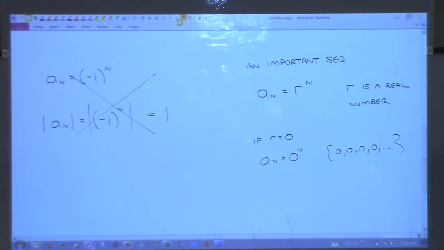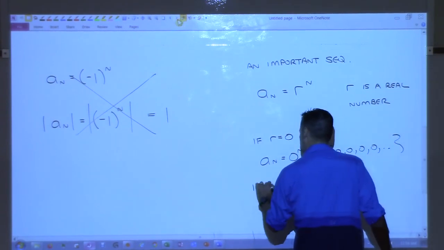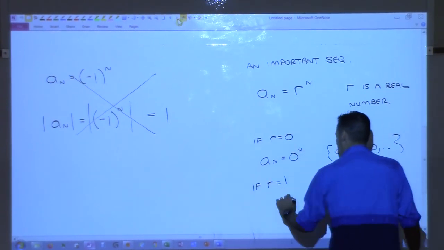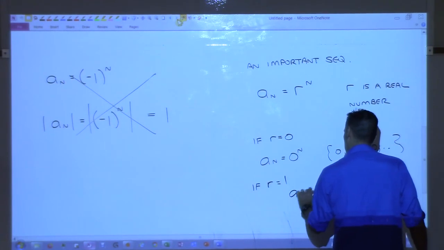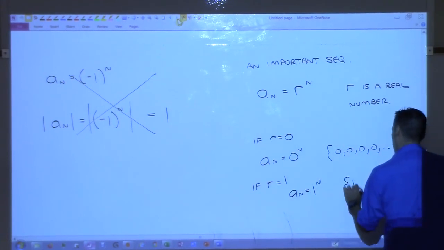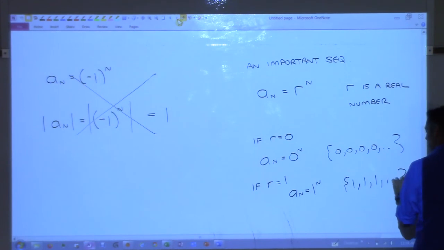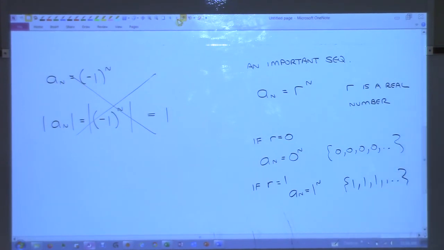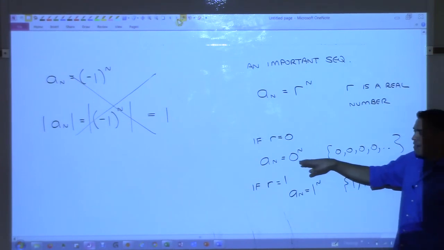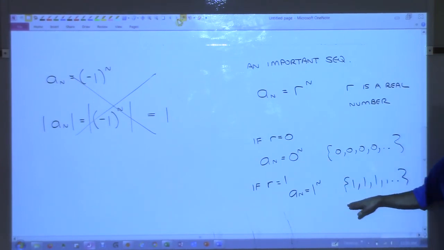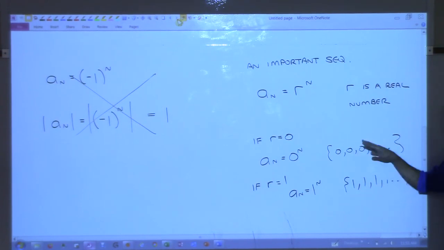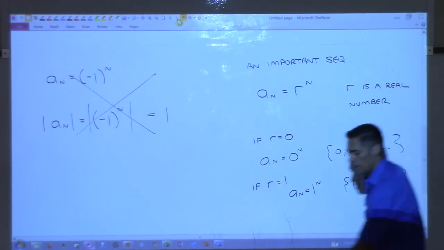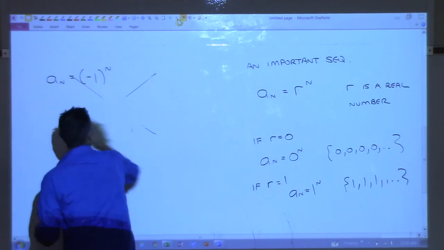What's another obvious one? If r is 1, then we have a sub n equals 1 to the n, but that's just 1, 1, 1 forever. So that would converge. So if r is 0, or if r is 1, we have convergence, don't we? Okay. What if r is something between 0 and 1?